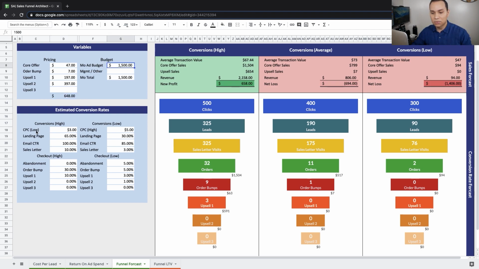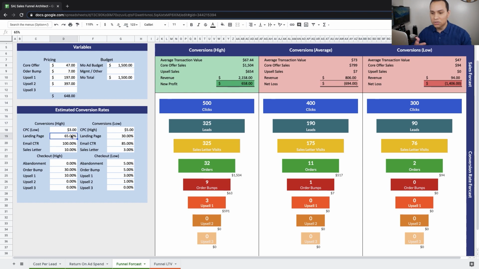And then we're actually going to start running down into what we think our costs are going to be and our conversion rates are going to be. So in the best case scenario, our cost per click is $3. Our worst case scenario, our cost per click is $5. And so that's how we do best and worst case. So I'll just go down one column now.